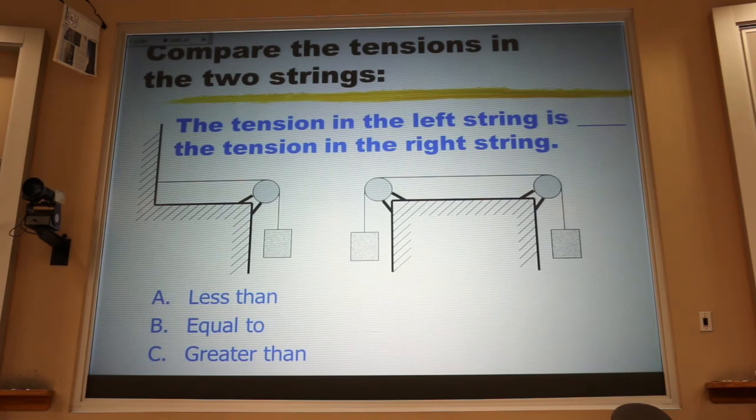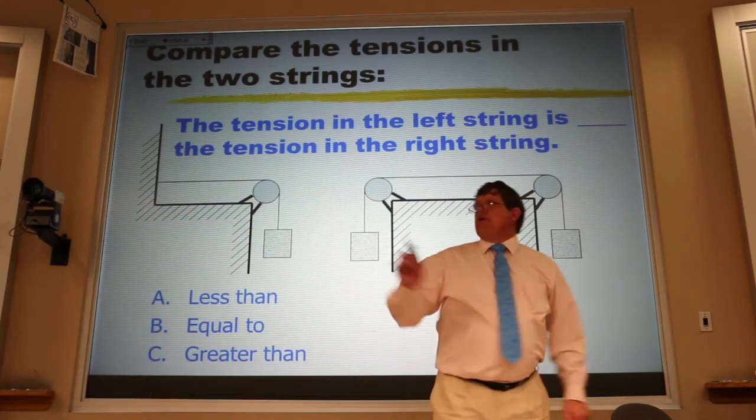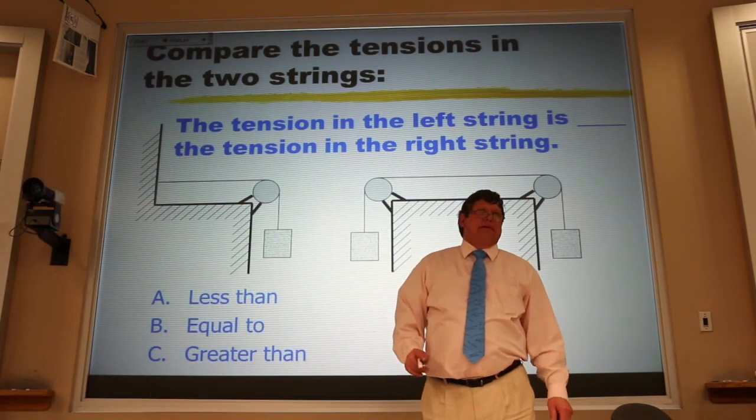Now that block is just sitting there, which means it has 0 acceleration, which means its diagram has to scream balance. And my question is, which cinder block did I just draw the free body diagram for? All 3. And so the 2 strings have to have exactly the same tension in them. Now, some of you are saying, but wait, Greg, this one's got 2 blocks pulling on it, and this one only has 1 block pulling on it.